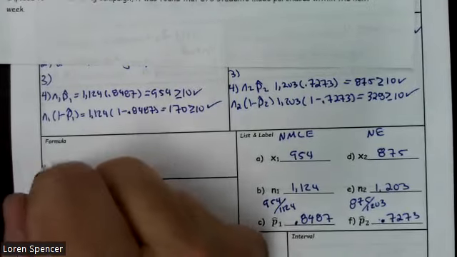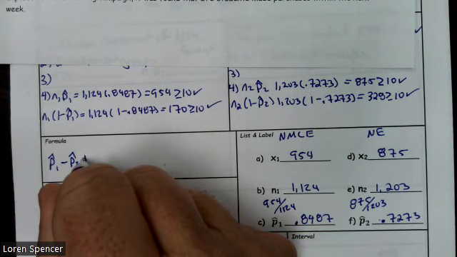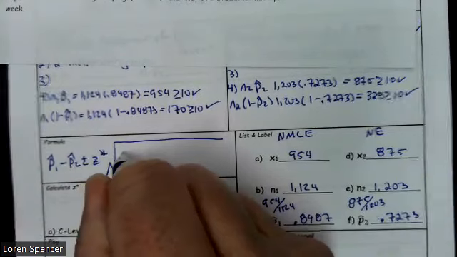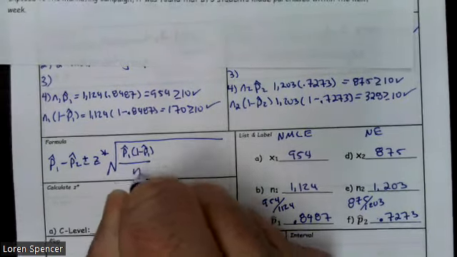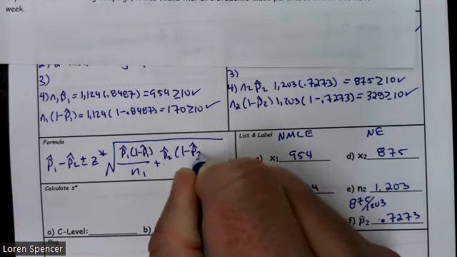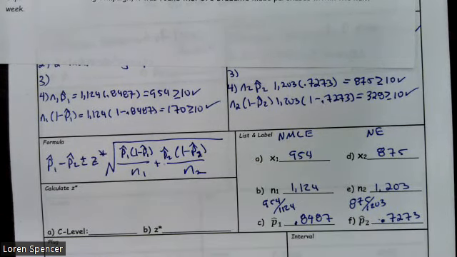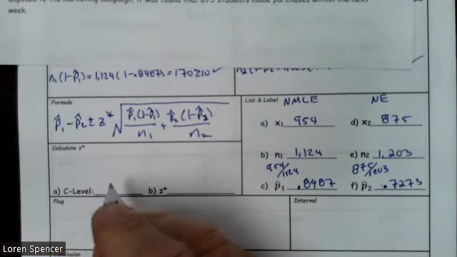Our formula, p hat 1 minus p hat 2 plus or minus z star times the square root of p hat 1 (1 minus p hat 1) over n1 plus p hat 2 (1 minus p hat 2) over n2. All right, our confidence level. Well, they asked us up here to create a 97% interval. So let's go ahead and mark that down. We want a 0.97.